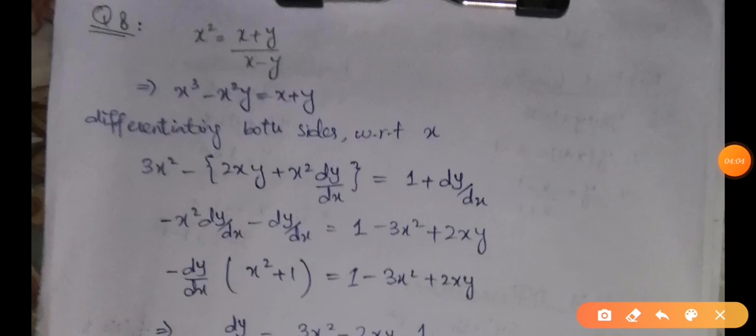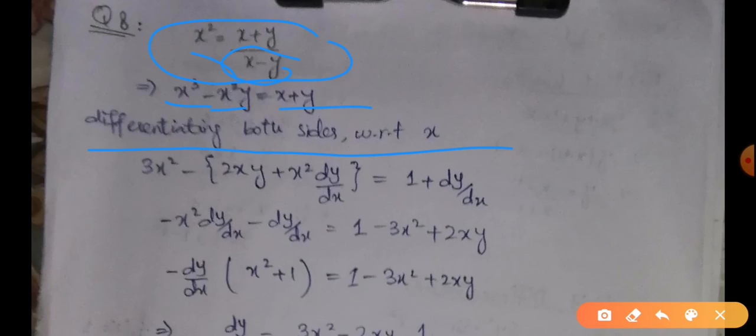Next we have question number 8: x squared is equal to (x plus y) over (x minus y). In order to avoid the quotient rule on the right hand side, we can shift this x minus y to the left hand side. So x cubed minus x squared y is equal to x plus y.